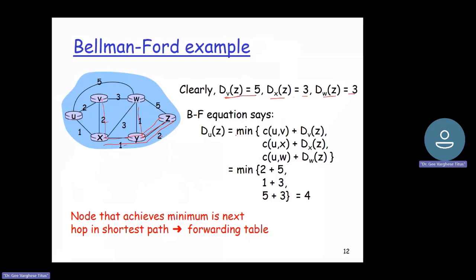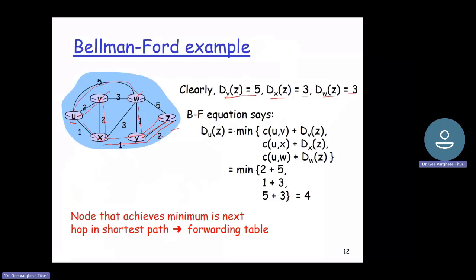So what do we mean by the Bellman-Ford equation? The Bellman-Ford equation says that you want to compute the least cost of sending your data from U to Z. When you compute that, you have to find out the different neighbors of U. So one neighbor is V, the second neighbor is X, and the third neighbor is W. So this is what you want to reach.